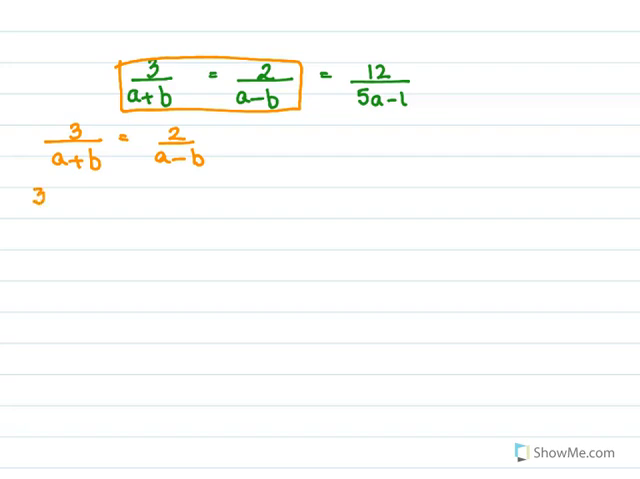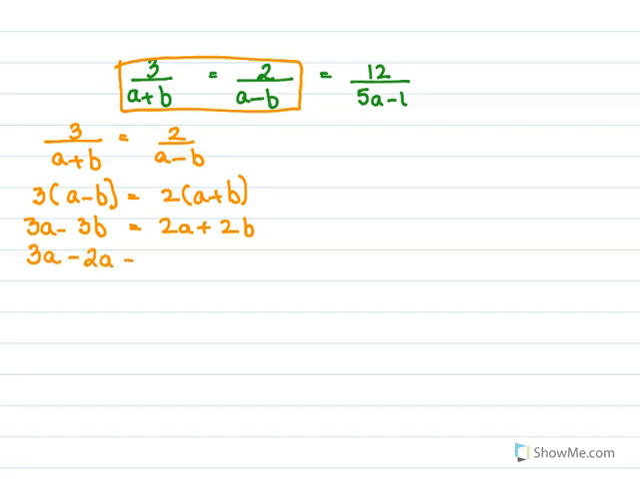We now cross multiply, so we have 3 into a minus b equals 2 into a plus b. Open the bracket, 3a minus 3b equal to 2a plus 2b. Bring all the a's together, so we have 3a minus 2a, bring all the b's together, minus 3b minus 2b equals 0. Now 3a minus 2a is a, minus 3b minus 2b is minus 5b equals 0. I'll put this as equation 3.